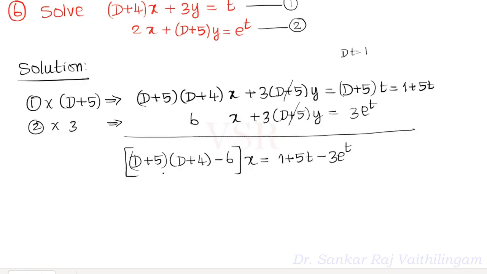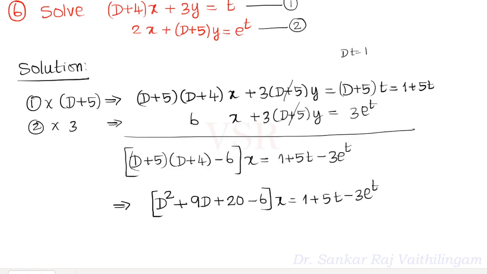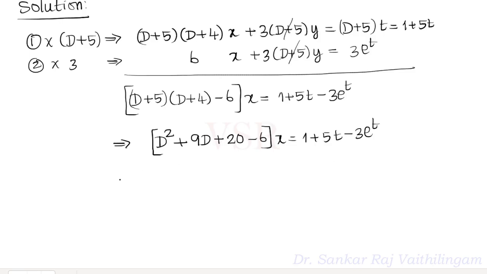Okay, now we can express this. This implies D square plus 5D plus 4D, that is 9D, then 20 minus 6, into x, which is equal to 1 plus 5t minus 3 e to the power t. Okay, so 20 minus 6 is 14. So this implies D square plus 9D plus 14 times x equals 1 plus 5t minus 3 e to the power t.